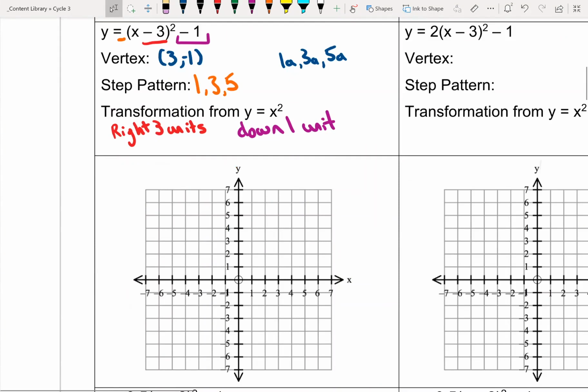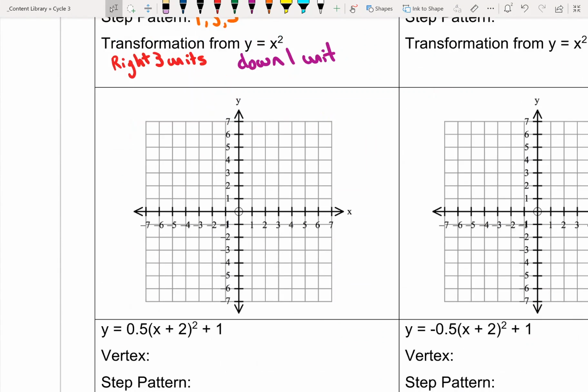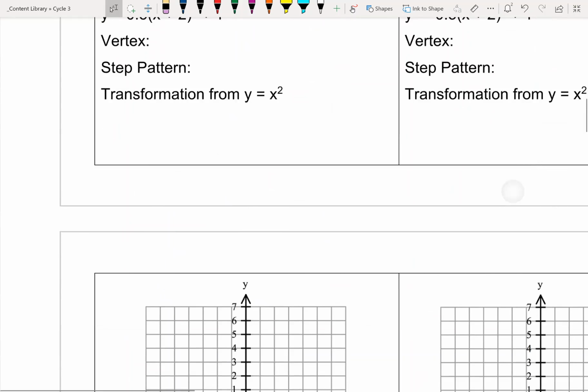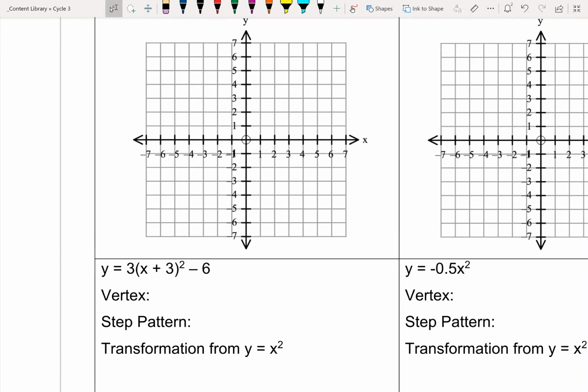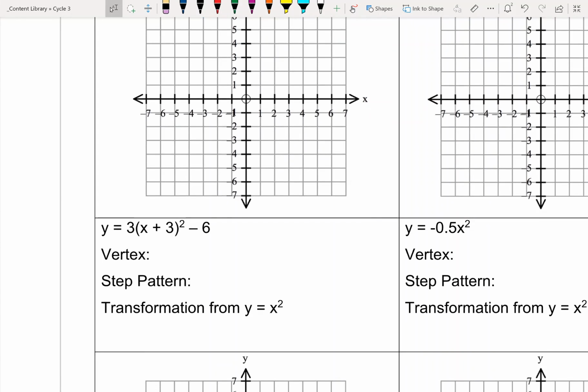I'm not going to do these ones because they are the same as the homework, but I can do another couple of examples here. Let's try this one: y equals 3 times x plus 3 squared minus 6. Again, I'm going to start off with the easy way: what are our transformations? If I look at this value here, that plus 3 actually means I'm moving to the left 3. I have this negative 6, which means down 6.